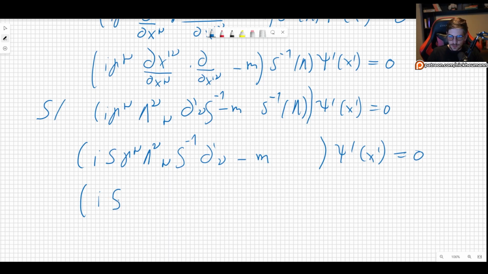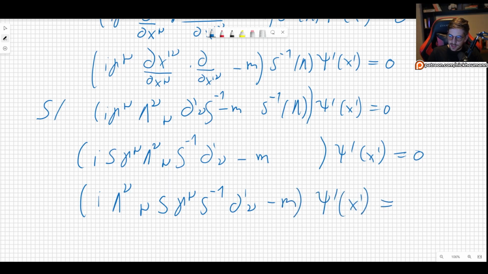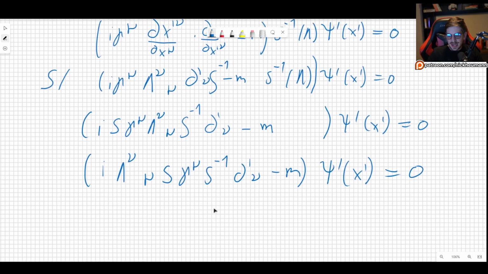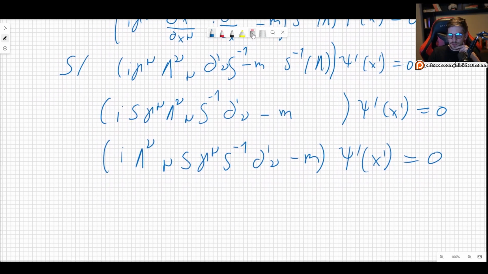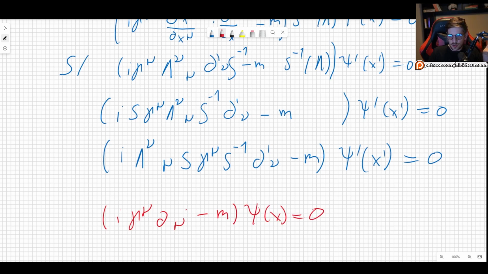And this is I, and then lambda nu mu, and then we have S gamma mu S to the minus 1 d prime nu minus m psi prime x prime equal to 0. And now we will just do one last thing, just to make sure that this looks like what we had before, because what we are looking for is I gamma mu d mu minus m psi of x equal to 0, right? So that's what the original looked like.